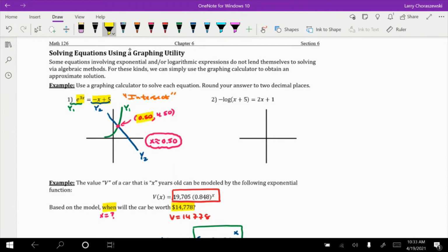If you look at problem 2, it's another example where we might want to use the intersect feature. And this is one that I'm going to give you a shot with. Okay, we do have the common log button in our calculator, so this is typable, if that's a word. So the left-hand side will be our y1, and the right-hand side will be our y2. All right, so I'm going to give you a couple minutes to punch that in, and then use the intersect feature if there are any points of intersection.